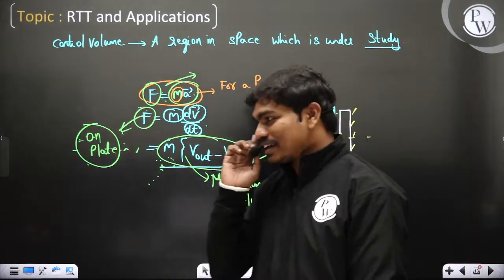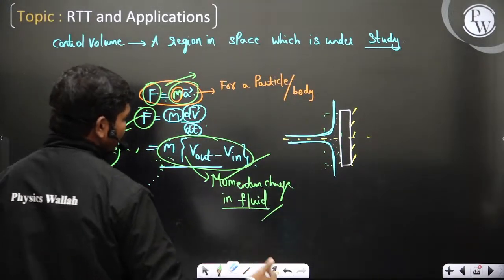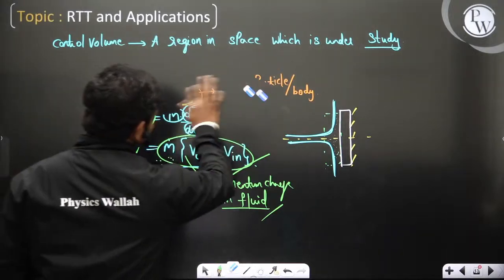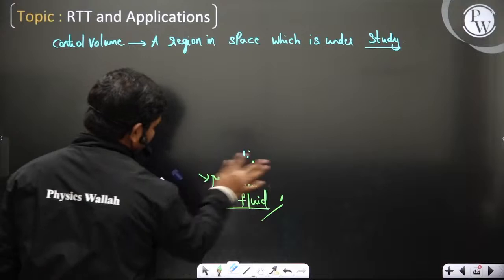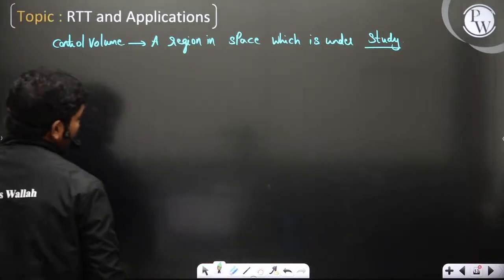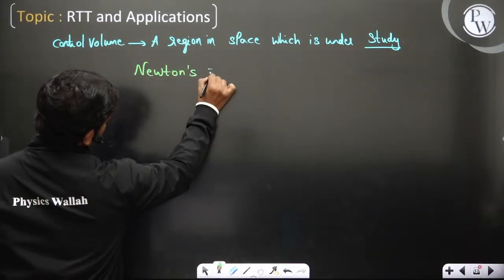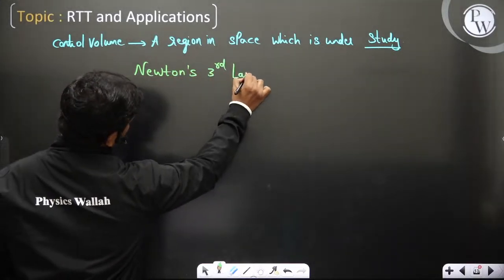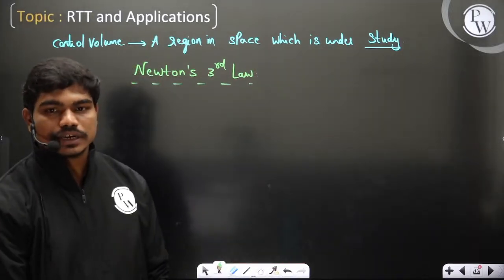Okay. But anyway, we'll try to look into the basics of this control volume analysis, and we will get in touch with the things. But for that, first of all, I want to explain you some small things which are of importance. This is very important actually. Okay. So Newton's third law of motion.